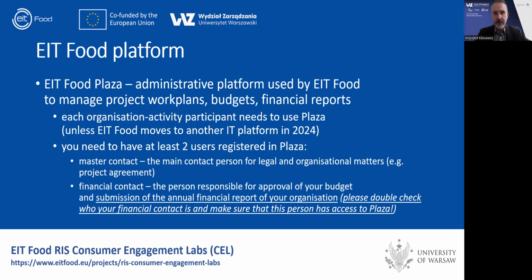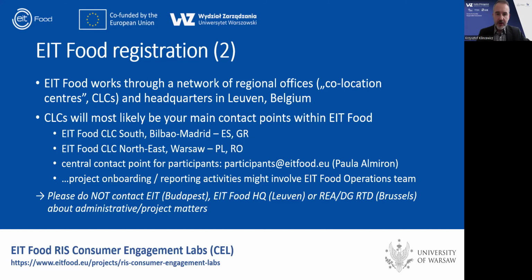So in January next year, the financial contact will receive a lot of messages explaining what the person should do on behalf of your organization, how to report the costs, where to submit it. And financial contact is going to be the only person authorized to speak on behalf of your organization and submit the financial details. When you sign the agreement with EIT Food, you will also formalize the roles of master and financial contacts, so choose those people wisely, because they need to be available and they need to actually support you in the final project reporting.